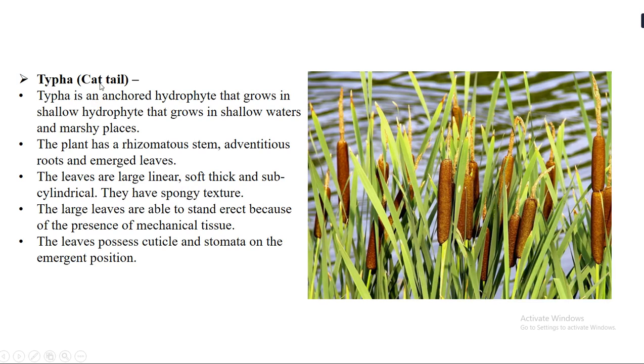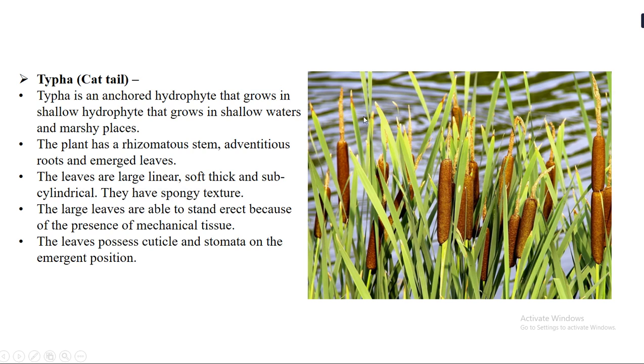Next, the third one is Typha. Typha, which is also commonly known as cattail, is an anchored hydrophyte that grows in shallow water. So this is a shallow hydrophyte. It grows in shallow water and marshy places. Okay. The plant has a rhizomatous stem. So the stem is rhizomatous, and there are adventitious roots present, and the leaves are emergent. If you see the leaves of this plant, they are large, linear, soft and thick, and they are sub-cylindrical, but they have a spongy texture.